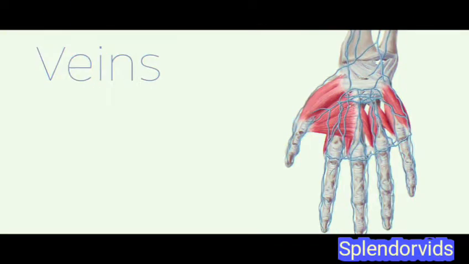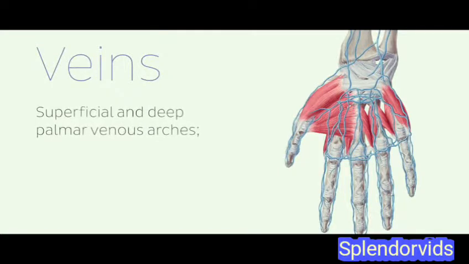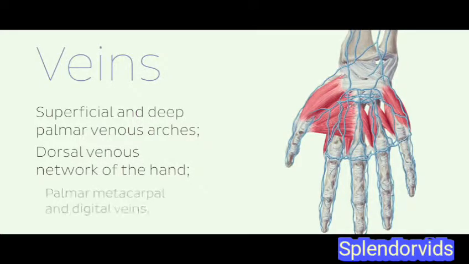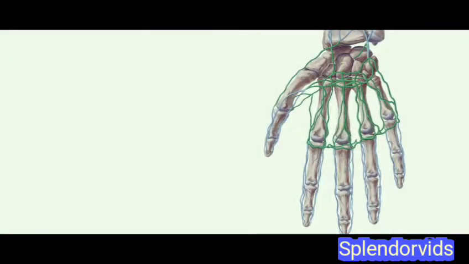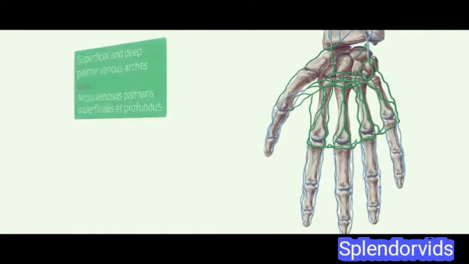We are now ready to move on to the veins of the hand. These consist of the superficial and deep palmar venous arches, the dorsal venous network of the hand, and the palmar metacarpal digital veins. Now let's start off with the very first one, and as you can see here, the venous blood draining system of the hand is very similar to the arterial system.